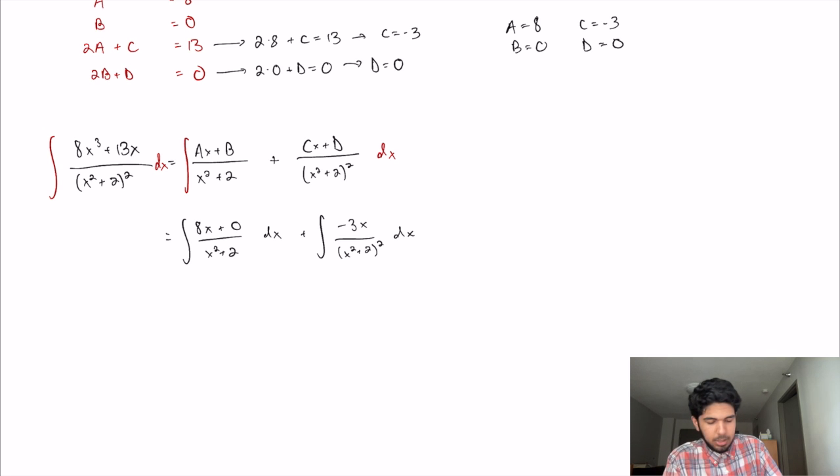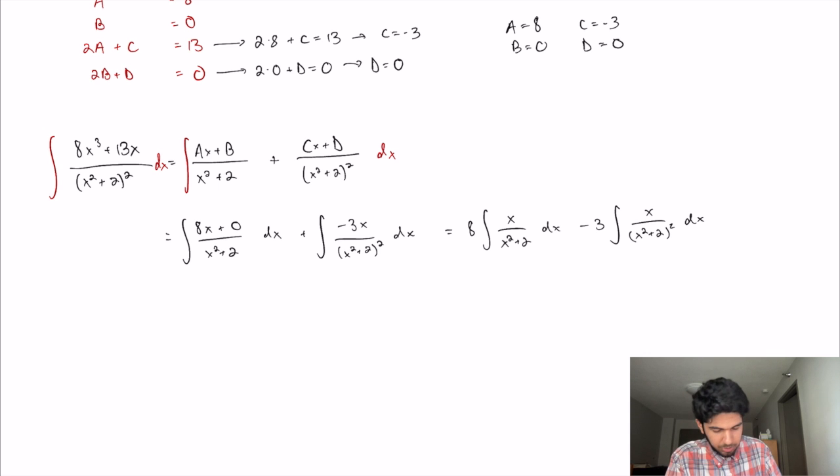dx. I'll just make this look a little bit nicer. 8 times the integral of x over (x squared plus 2) dx minus 3 times the integral of x over (x squared plus 2) quantity squared dx. We can solve these individually, so I'll do the first one in this purple color here.